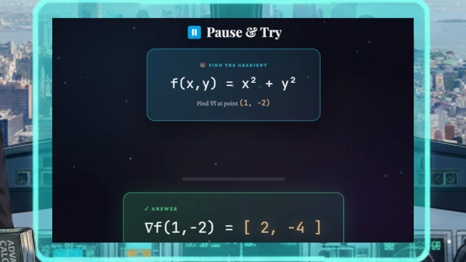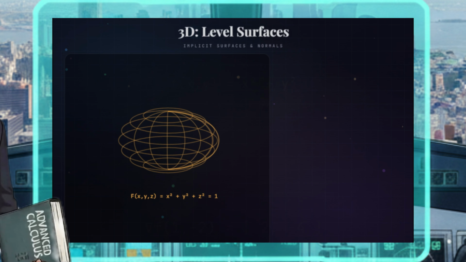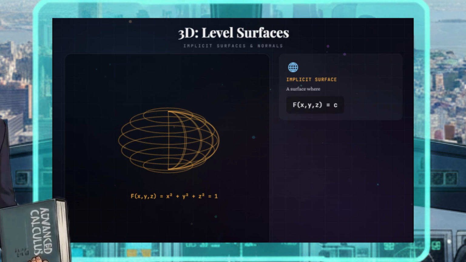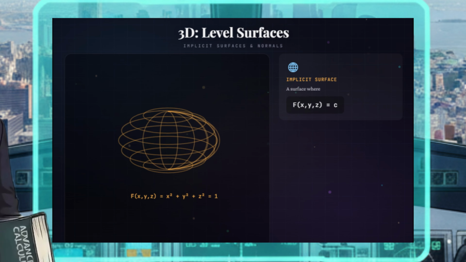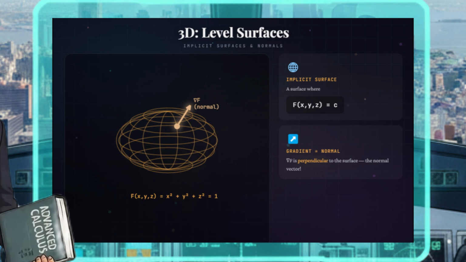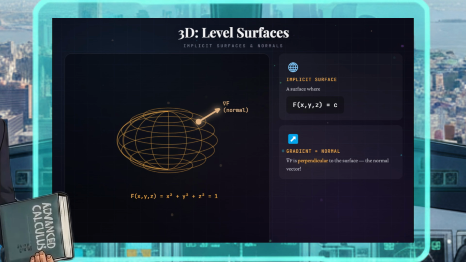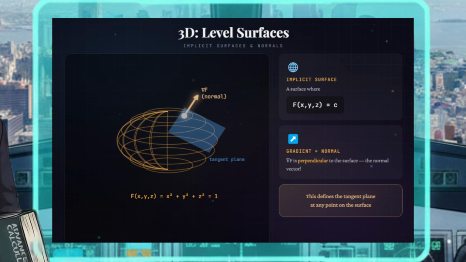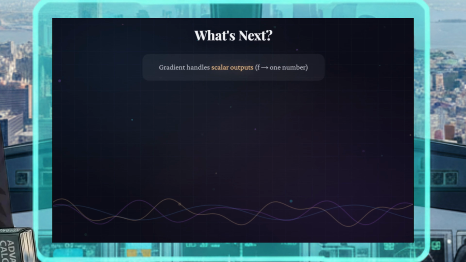Answer. It's the vector 2, negative 4. Before we move to vector outputs, one important 3D case, level surfaces. If you have an implicit surface like big F equals a constant, then the gradient of big F points normal to the surface. That gives the direction perpendicular to the tangent plane. Now, the gradient handles scalar outputs.